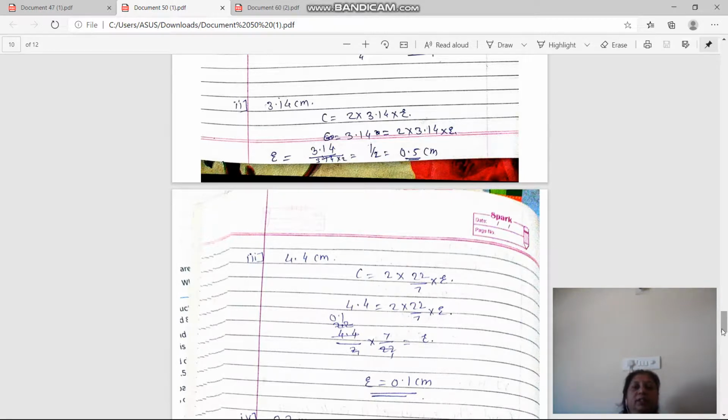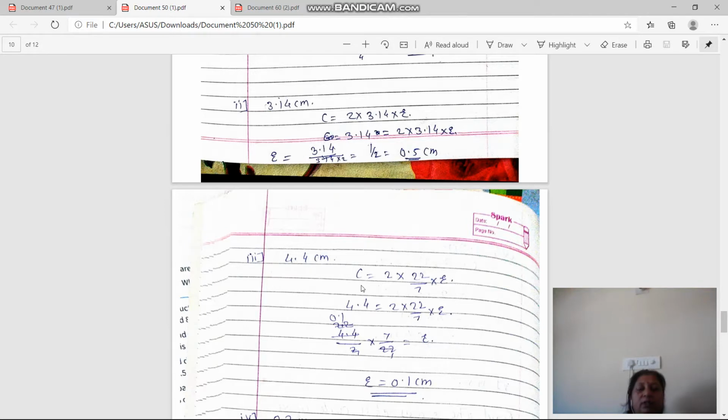Get it? Now next, 3.14 centimeter. 3.14 centimeter is the circumference given and we have to calculate the radius. So C is equal to 2 multiplied by 3.14 multiplied by r. So see here 3.14 is equal to 2 multiplied by 3.14 multiplied by r. Now r for radius. So radius is equal to 3.14 divided by 3.14 upon 2. Okay, so it is cut, 3.14 divided by 3.14 is 1 and here 1 upon 2. 1 upon 2 means 0.5 centimeter. Okay, fine.